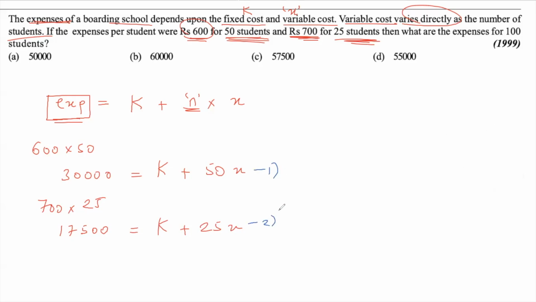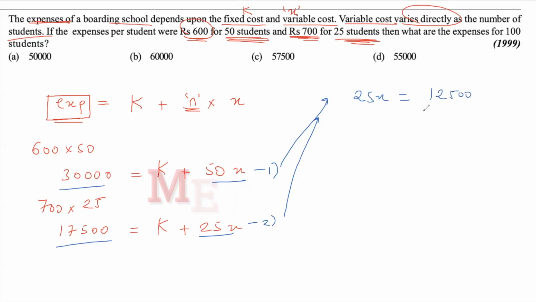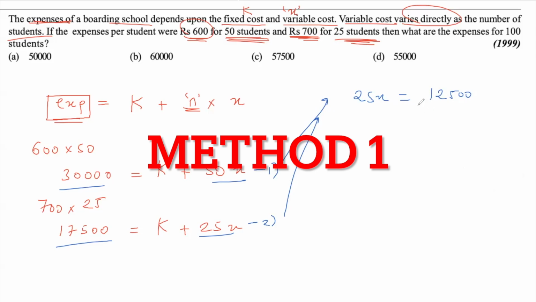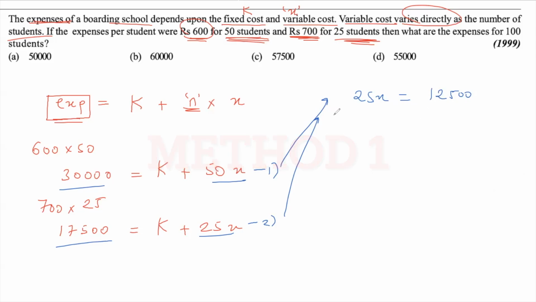I subtract the two and I'll get a new equation that states K cancels. 50X minus 25X would be 25X. 25X would be 30,000 minus 17,500, 12,500, right? And from here on, I have two ways of answering the question. I can either treat this as the situation of two equations and two variables. 25X, if I substitute in any of these two equations, I will get the value of K. Let's put that in the second equation.